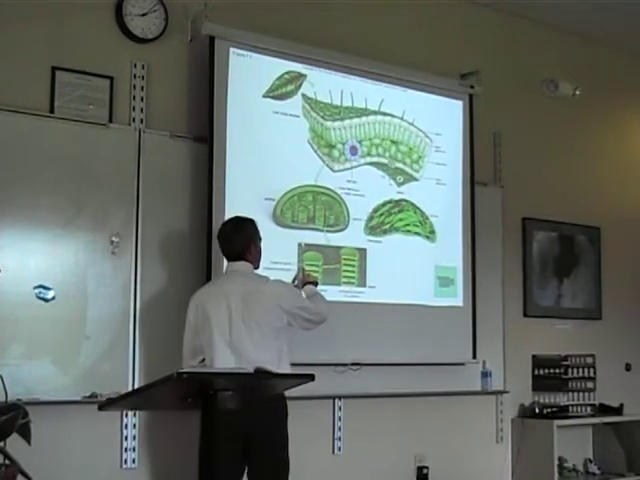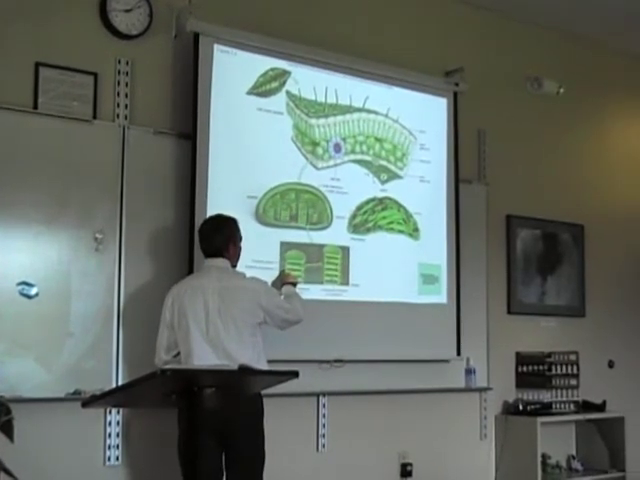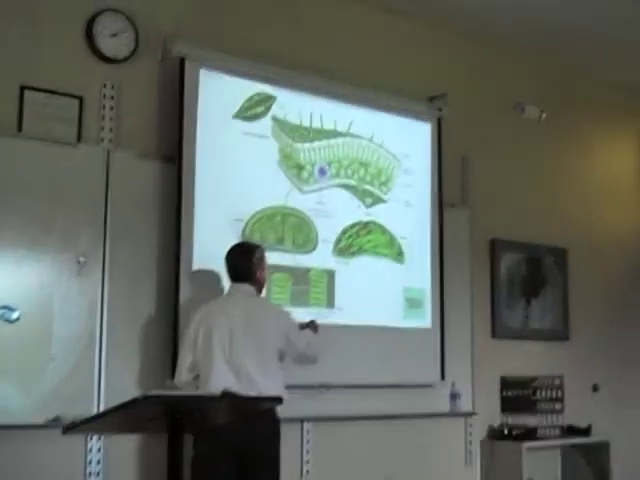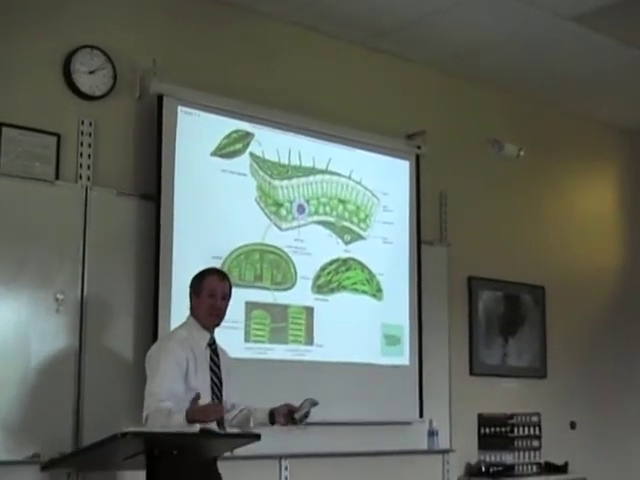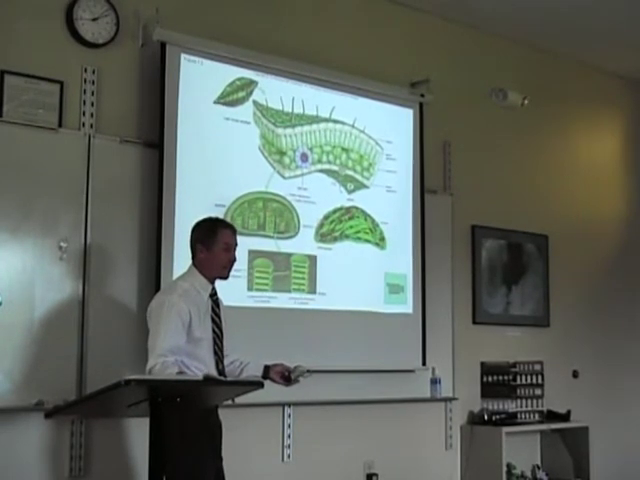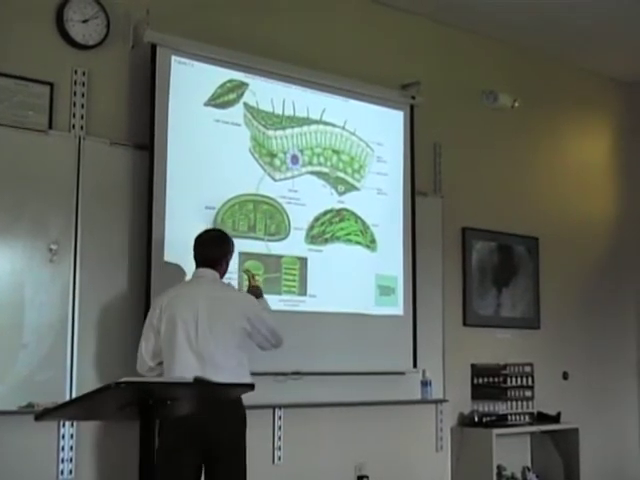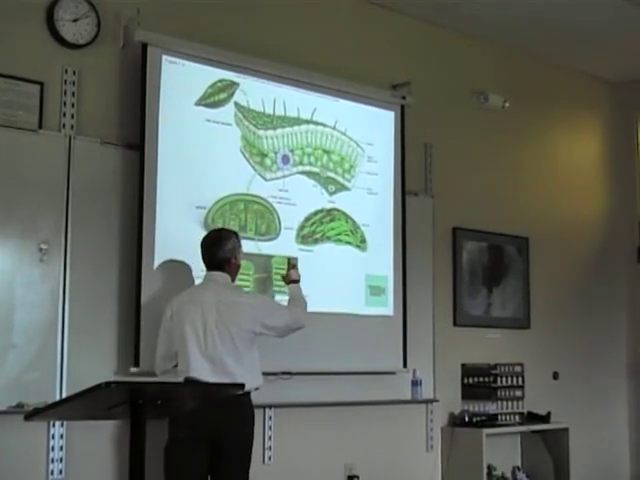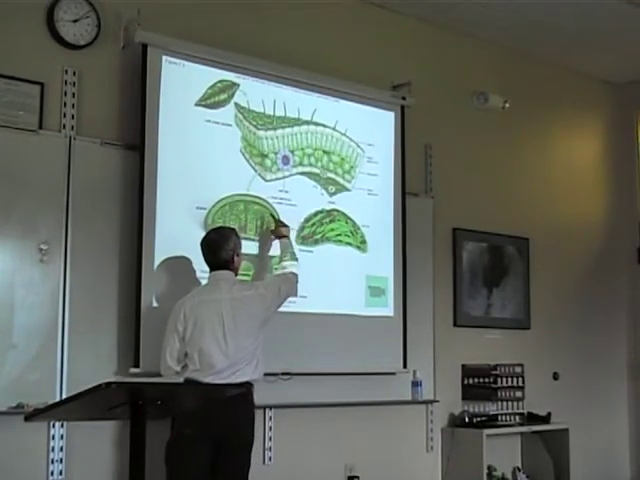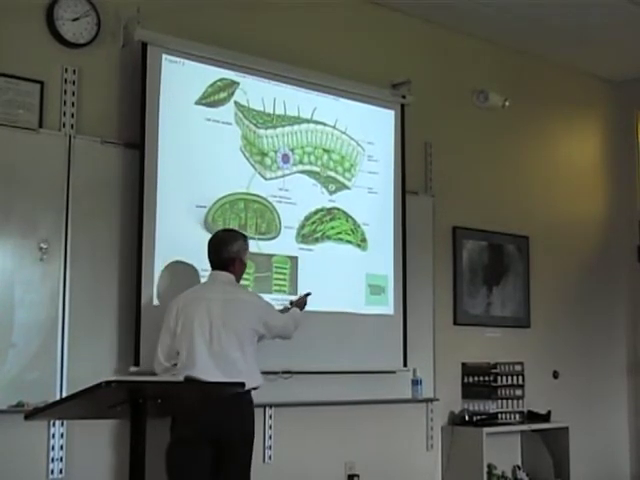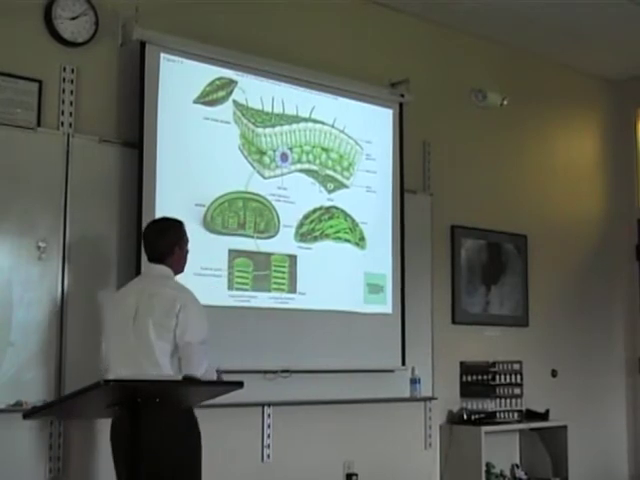Now, this is a single thylakoid membrane. Many of them stack up on top of one another, stacks and stacks of membranous sacs. And we call a stack of these thylakoids a granum. A granum is a stack of thylakoids. Plural is grana. Grana is many.